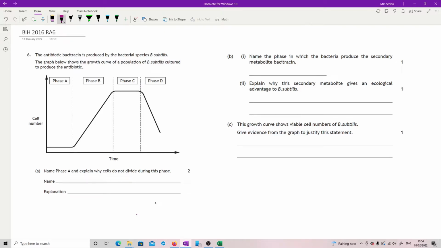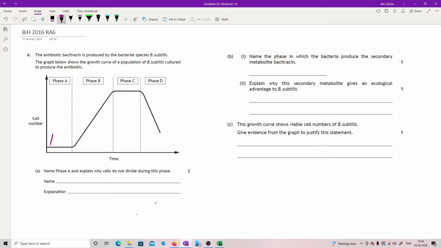Question 6. The antibiotic bacitracin is produced by the bacterial species B. subtilis. The graph below shows a growth curve of a population of this culture to produce the antibiotic. We've got phase A, phase B, phase C, phase D, which you should recognise as a standard growth curve. Name phase A and explain why cells do not divide during this phase.